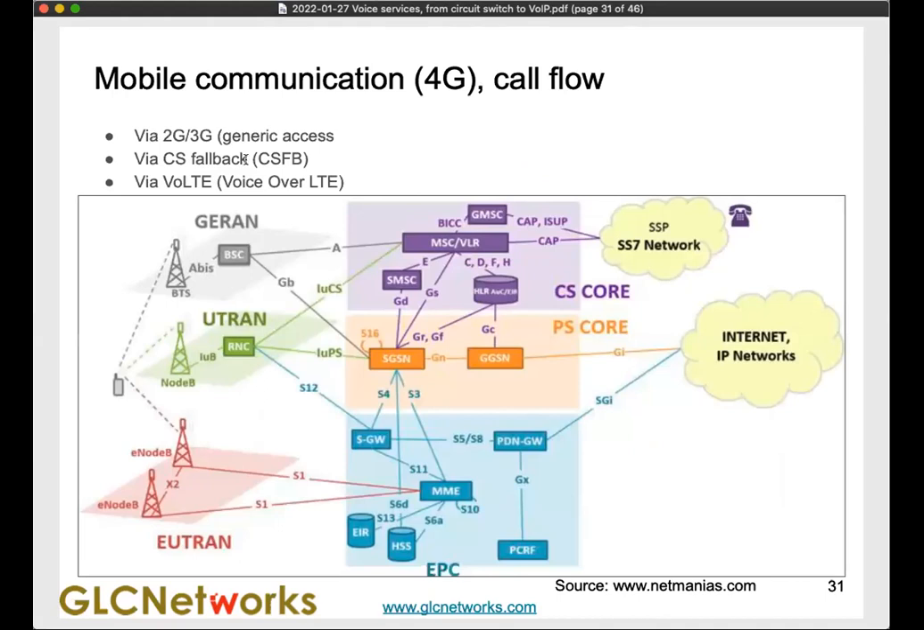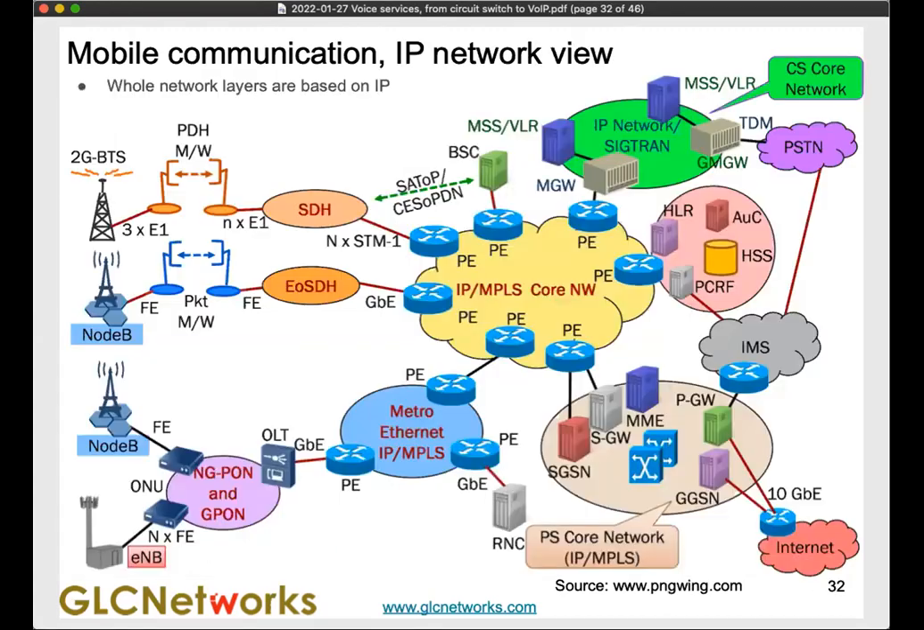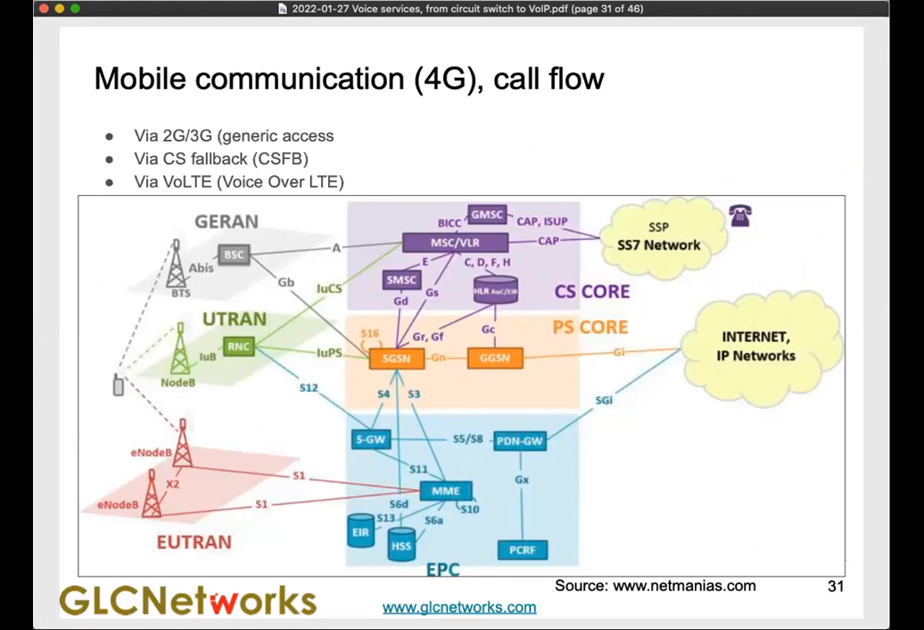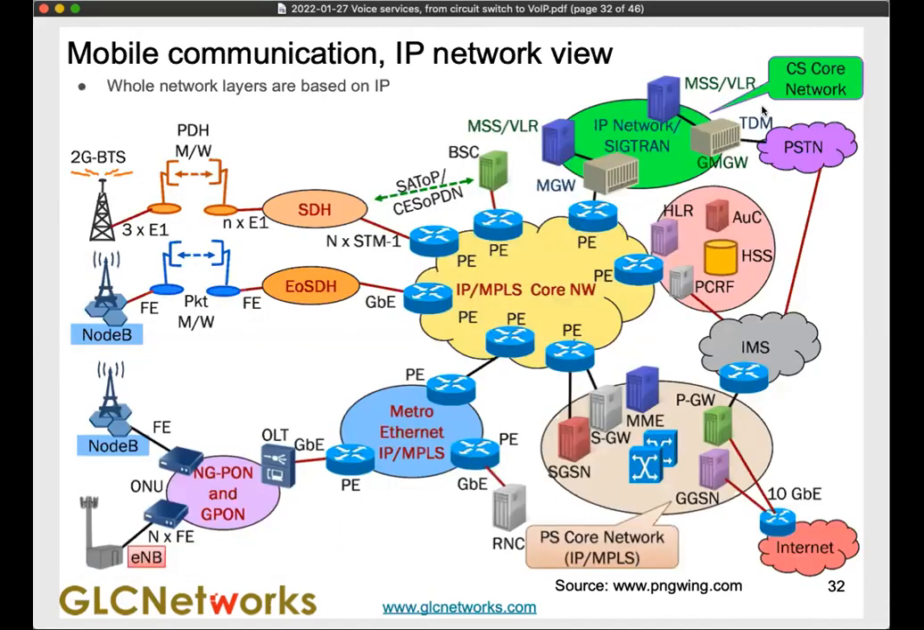If they don't use circuit switch for calls, what do they use? They use voice over LTE, which is based on IP, VoIP. So this is a 4G network. The thing for 4G is this area, this is what makes a 4G. And then the same thing for 4G, but from the IP network point of view.